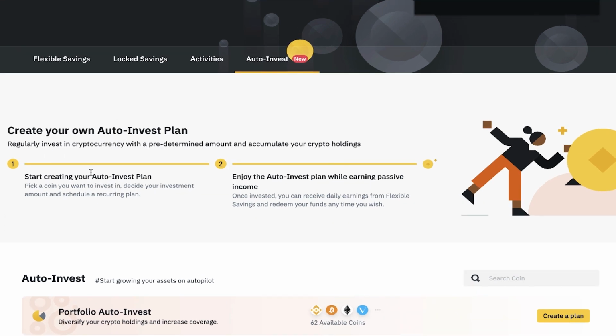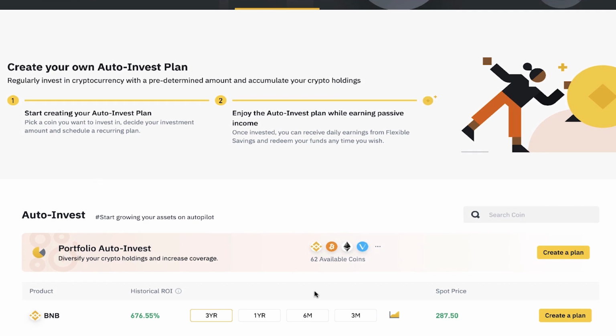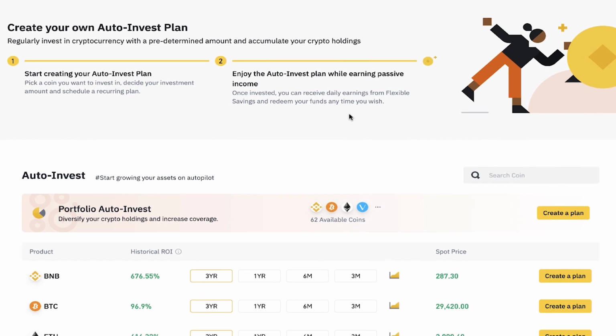You just simply create your Auto Invest plan, which includes the coin you picked for investment, the amount you want to invest, and a schedule for buying the assets regularly, which I'll explain later how you can do it. And at the same time, on your invested assets, you can receive daily earnings from flexible savings accounts. This is actually a dollar cost averaging investment strategy with an extra benefit of earning daily interest on your invested assets, which is accumulating regularly.